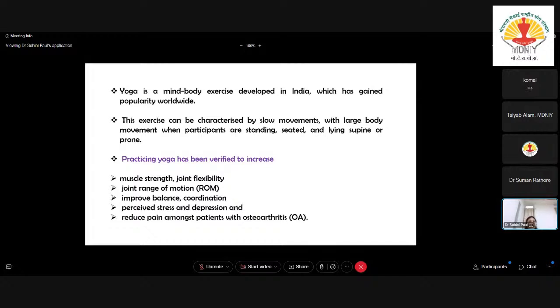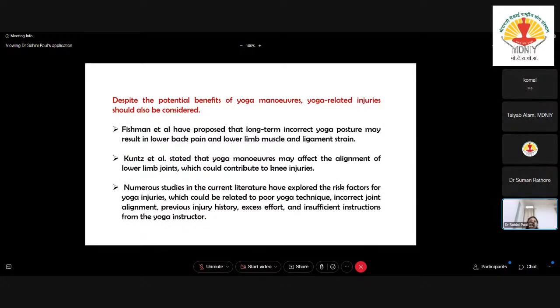Plus, researchers have said that it also helps in reducing stress as well as depression, and reducing pain amongst patients from various populations, like osteoarthritis, to name one of them. So that is what yoga is doing for us. But despite these potential benefits of different yoga maneuvers, there are certain yoga-related injuries that should also be considered. That is where the concept of physiology, anatomy, and biomechanics comes in, because there are these benefits of yoga maneuvers, but we should also be aware of the related injuries that may happen. And for that, precautionary measures should also be considered.